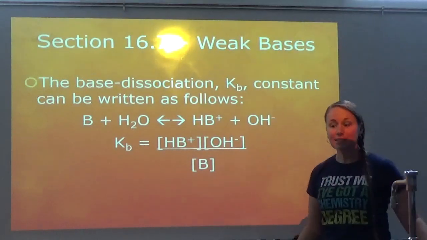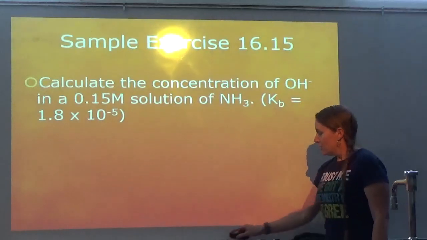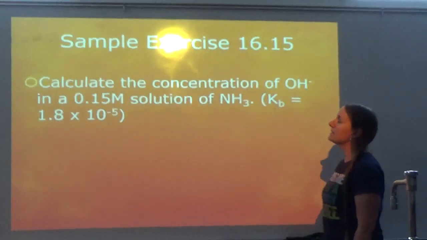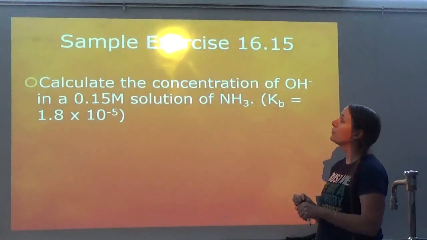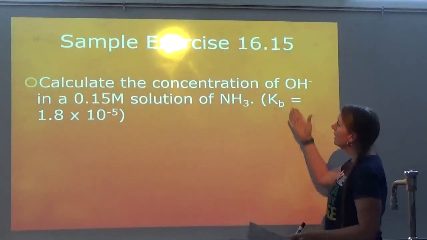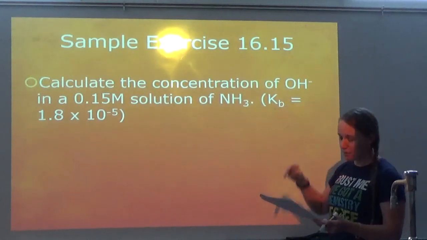Alright, so obviously, hope you're ready. We're going to be doing some ice charts again. So if you're not getting good at ice charts yet, you'll still get some more practice. So let's look at the first one together. It says calculate the concentration of OH minus in a 0.15 molar solution of NH3. And it gives me Kb equals 1.8 times 10 to the negative 5.